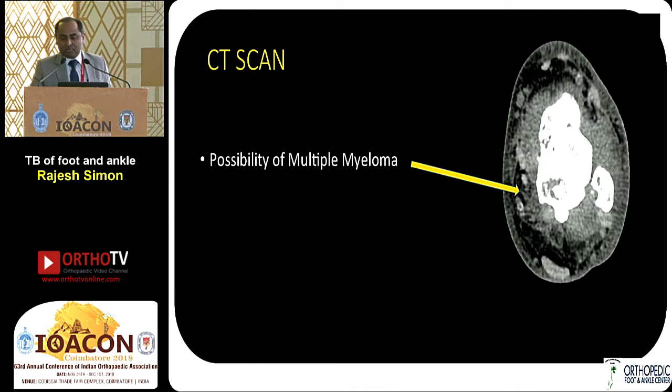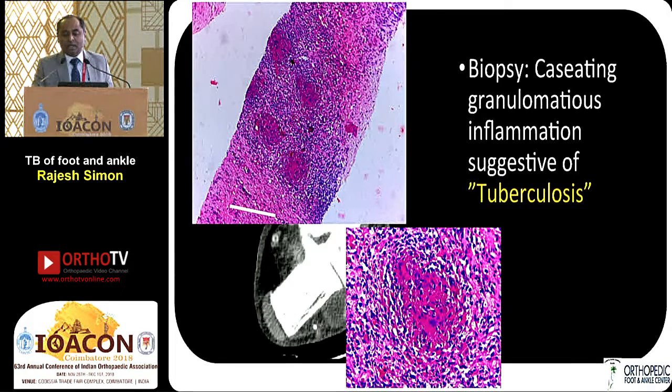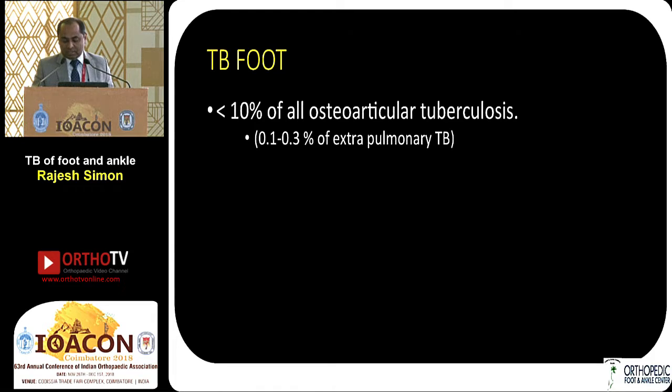Somehow, since he was an Indian, he came to us, and we got an MRI, and this was the picture. Nowhere near multiple myeloma, there was involvement of the joint and the bone, and we did a CT-guided biopsy, and it was tuberculosis. So this is how an atypical foot and ankle tuberculosis presents.